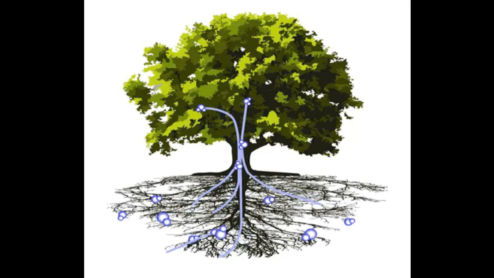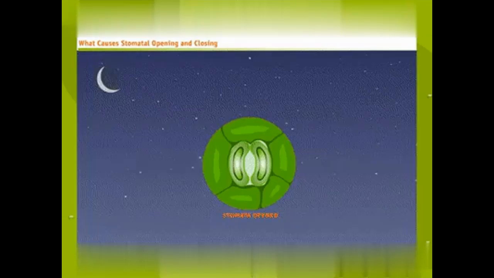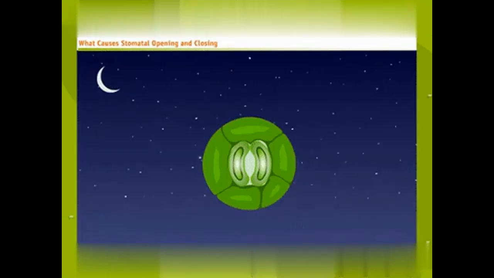During the day, the roots absorb water due to greater transpiration pull, and it is transported to different parts of the plant through xylem. The guard cell, on receiving this water, swells and becomes turgid, as a result of which the stomatal pore is open. At night, the roots absorb less water, thus the guard cell becomes flaccid and shrinks, as a result of which stomatal pores close.